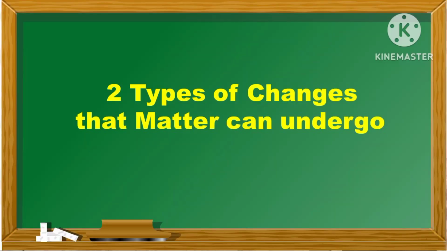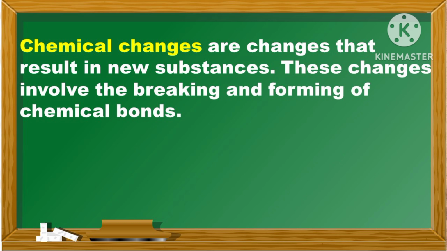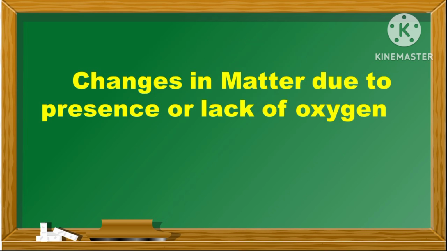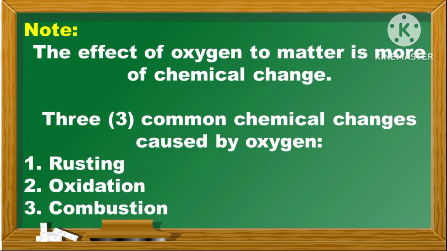2 types of changes that matter can undergo. Physical changes happen when the materials change in shape or size, but the substances or particles making up the materials are still the same. Chemical changes are changes that result in new substances. These changes involve the breaking and forming of chemical bonds. Changes in matter due to presence or lack of oxygen. Oxygen is a colorless, odorless, and tasteless gas essential to living organisms. The effect of oxygen on matter is more of chemical change.